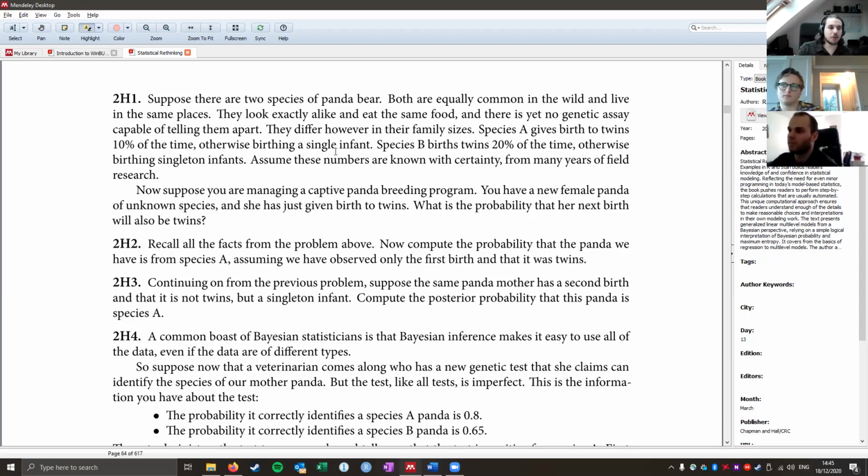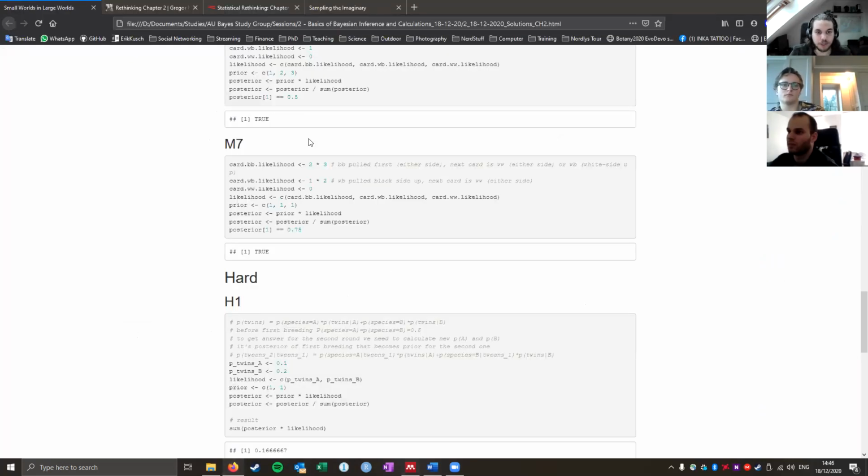So what we need to do to answer this is first figure out what's the probability that she is of which species, and then carrying that forward, so updating our priors, what's the probability that, given our probability of which species she is, her next birth will be twins. And for that, we're going into the code.